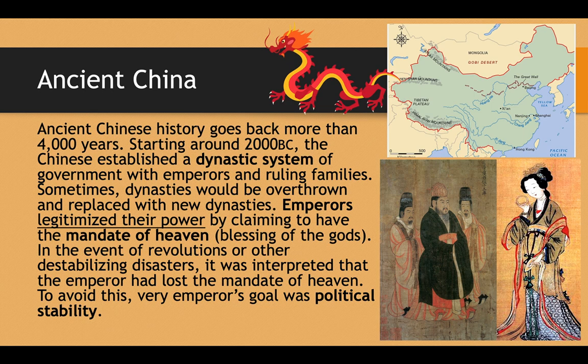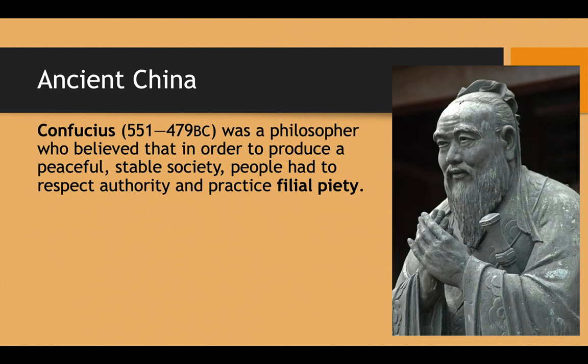And in order to avoid this, the emperor's goal was political stability. Every emperor had the same goal. They wanted to maintain a stable kingdom. And one person who had a lot to say about political stability and how to achieve it is a Chinese philosopher named Confucius. He lived during a period called the Warring States period, and as you can probably deduce from the name, it was not a very stable time in ancient Chinese history.